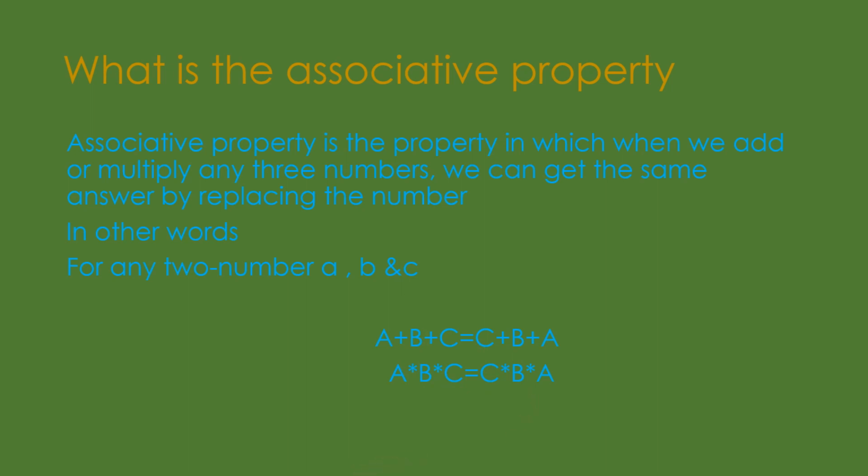Okay, now let's see an example. 4 into 2 into 2 is equal to 16. Now 2 into 2 into 4 is equal to 16. So if we interchange the number sequence, we get the same answer, 16. So therefore multiplication is associative under this property.